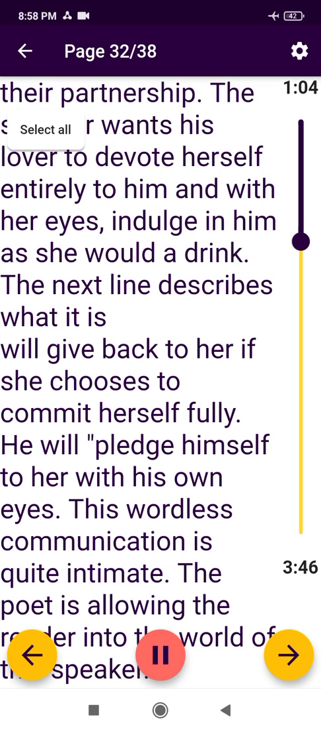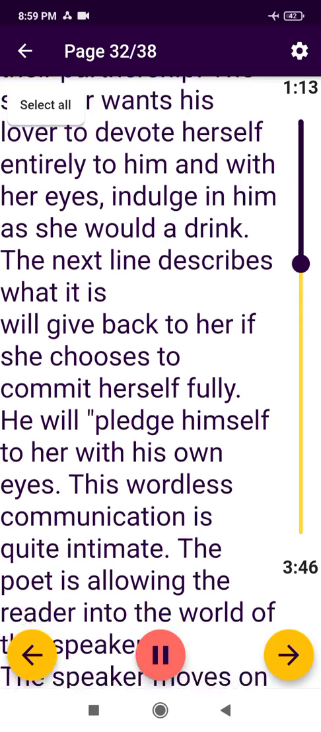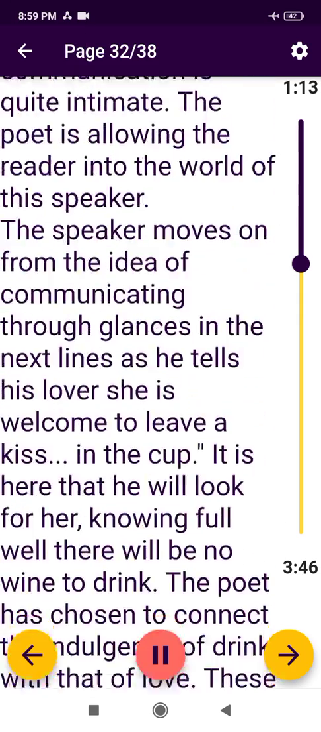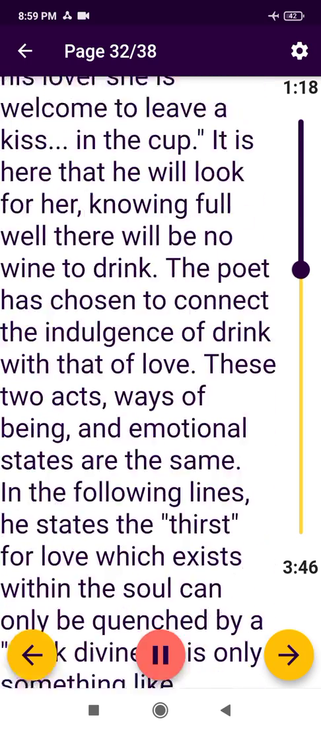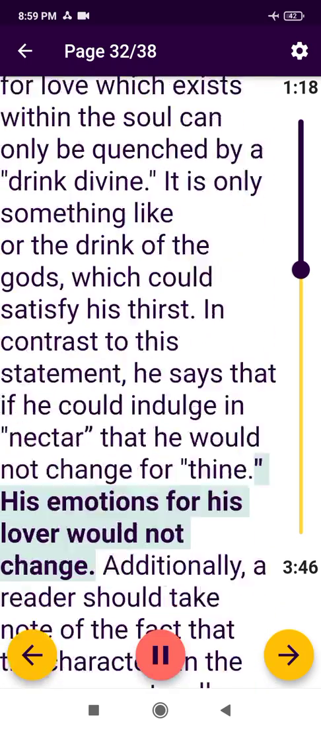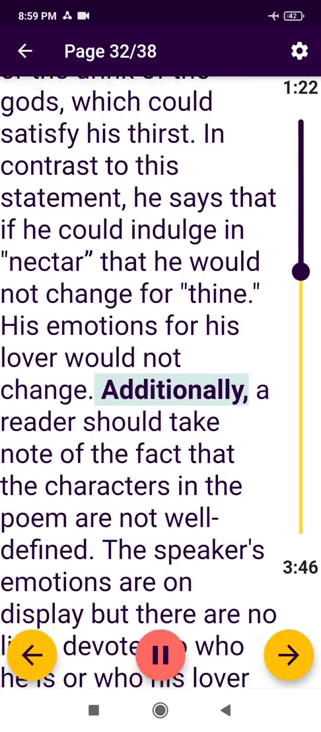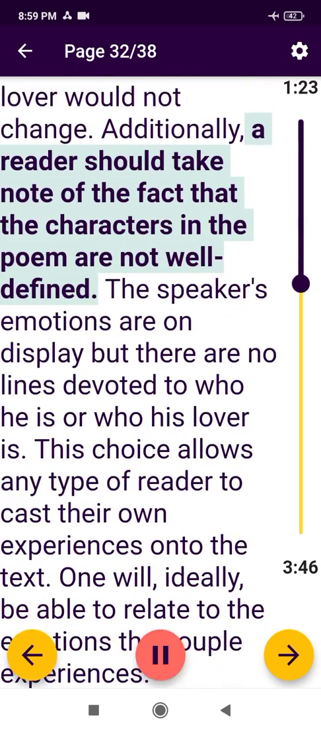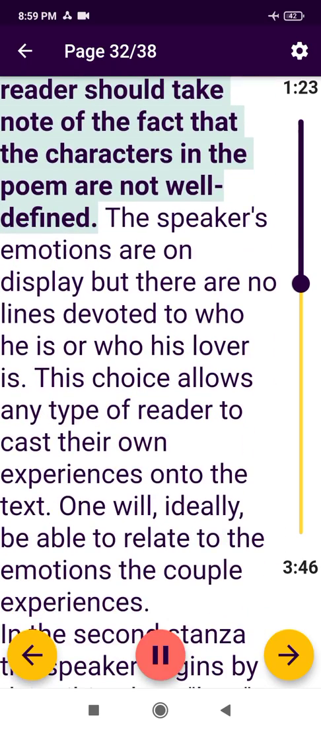It is only something like the drink of the gods, which could satisfy his thirst. In contrast to this statement, he says that if he could indulge in nectar, he would not change for wine. His emotions for his lover would not change. Additionally, a reader should take note of the fact that the characters in the poem are not well defined.